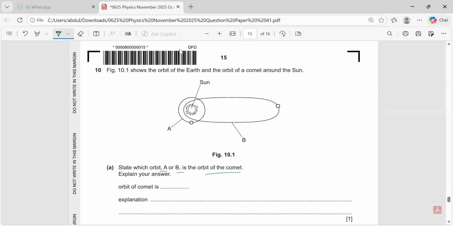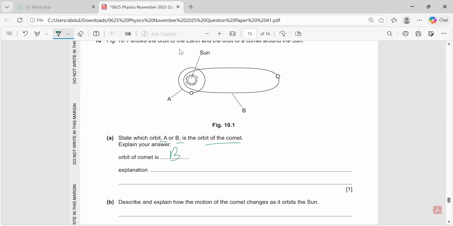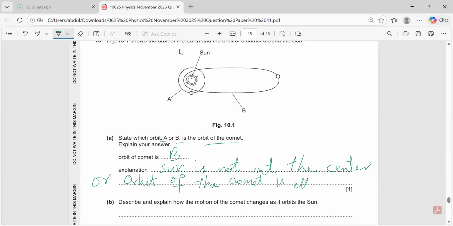We know the orbit of a comet is elliptical. So, B. Explanation, you can say the Sun is not at the center. This is one answer. Or the orbit of the comet is elliptical. That is also okay, same meaning. Any one of these two options you can say.